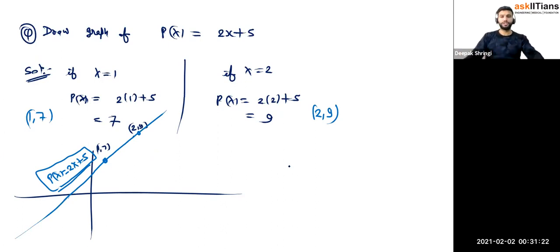Simple process, right? Let's quickly draw one, very fast. Draw p(x) = x + 3. Very fast, quick. You have to be quick.